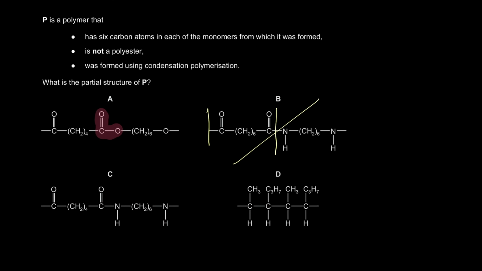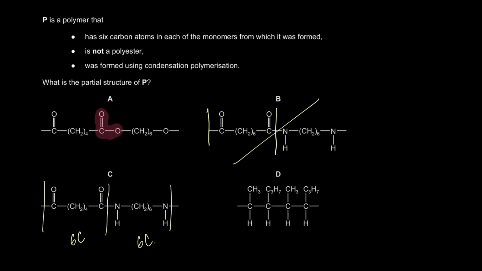Okay, let's take a look at another one. Let's take a look at C. And yeah, that looks like, well, these are 6 carbons. And there are also 6 carbons over here, right? So that's true. So far C is winning. Was formed using condensation polymerization.